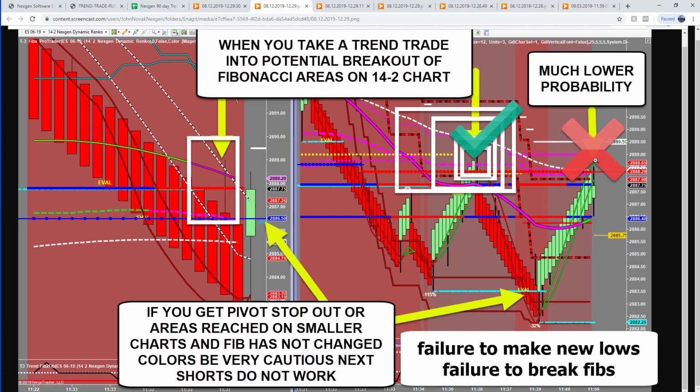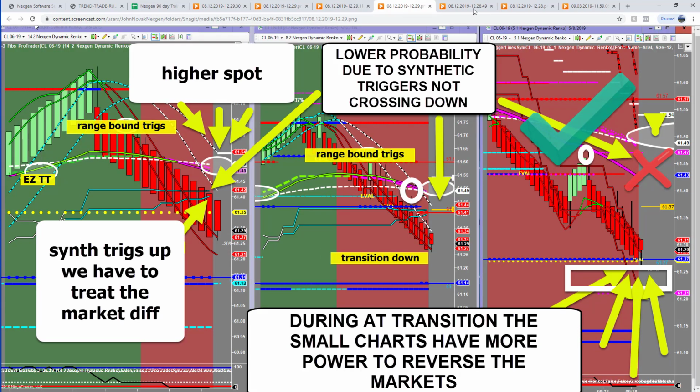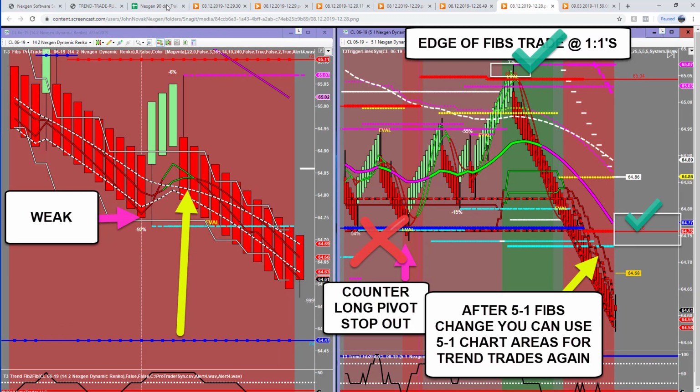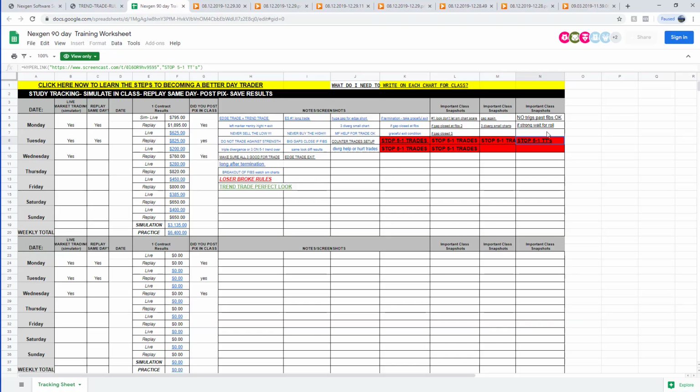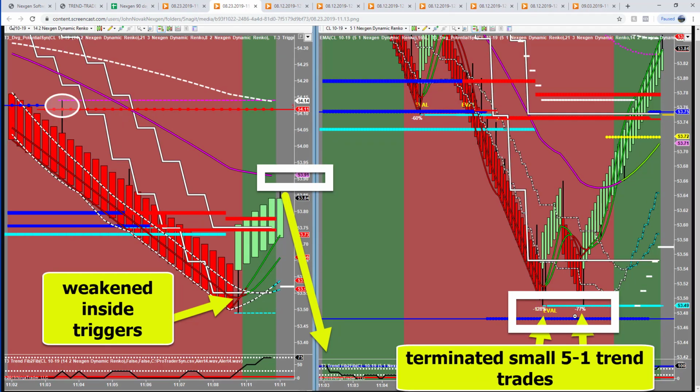Yes to the first one, no to the second one, which is pretty much the same theme across the board. Trade to the fibs and then no more, maybe an edge, but then wait for the next one. And again, it's kind of the same thing over and over again once you get used to the pattern. Weak triggers on the big chart, double fibs, pivot stop outs at fibs. It's enough to stop doing trend trades on the 5-1.